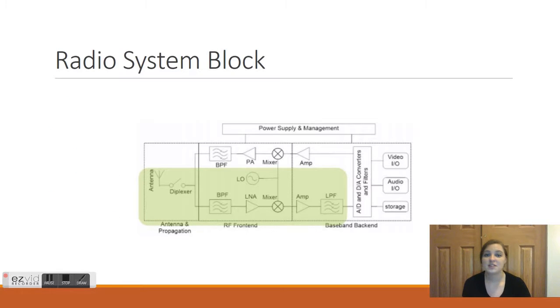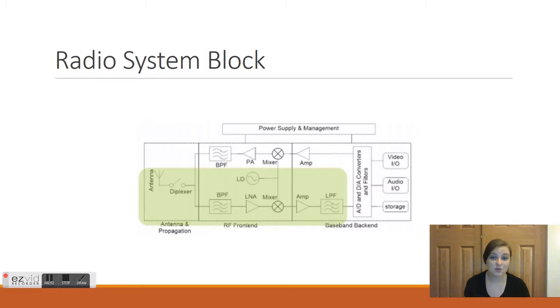To begin, this is the radio system block that I will be talking about. Power supply management was talked about in KI1, and then KI4 also talked about the amplifier, mixer, power amplifier, bandpass filter, and the outgoing signal through the diplexer and the antenna.